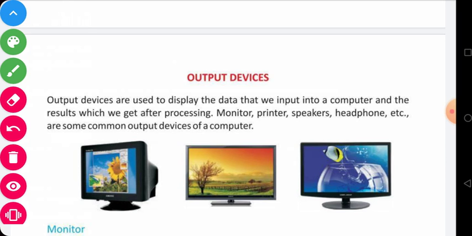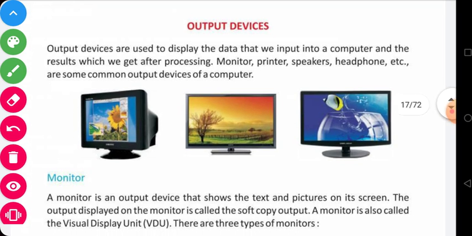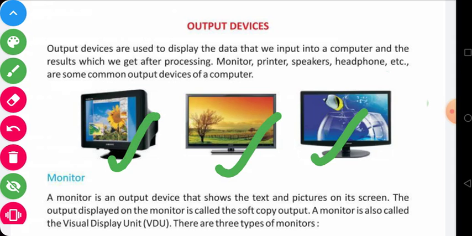There are various types of output devices such as monitor, printer, speaker, headphone, etc. These are examples of output devices. You can see the various types of monitor images on your screen. This is the old version monitor, and the new version monitor looks like this. These are called various types of monitors. Some monitors look like a TV, whereas some look like an LCD and LED TV.